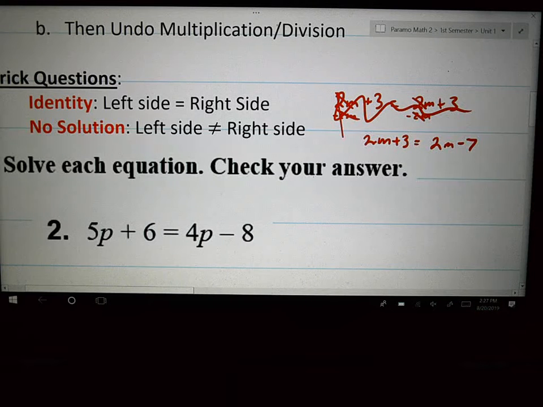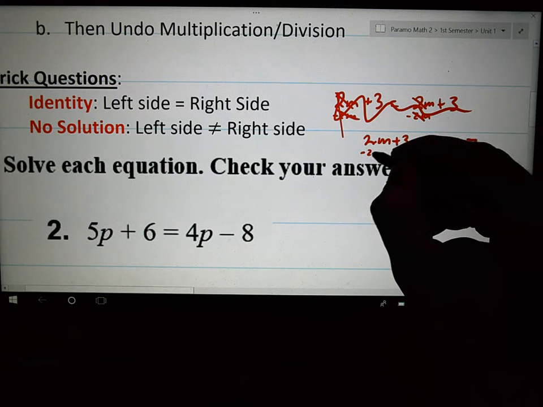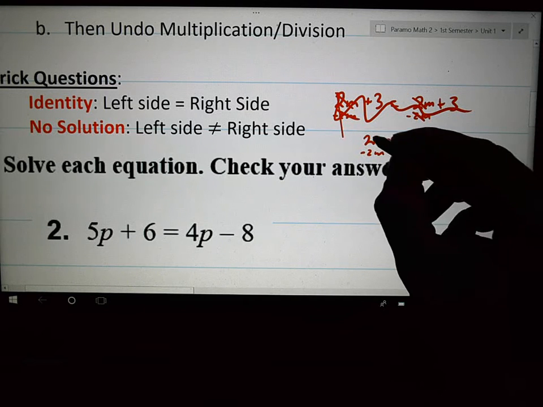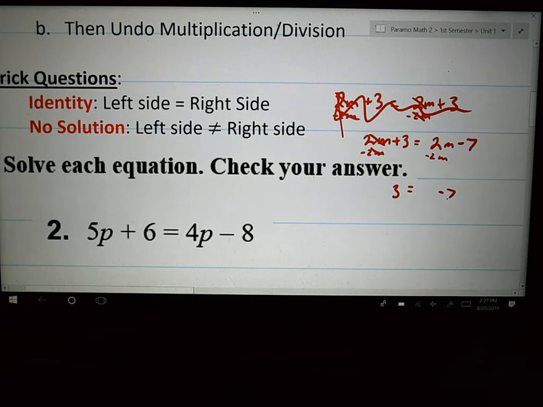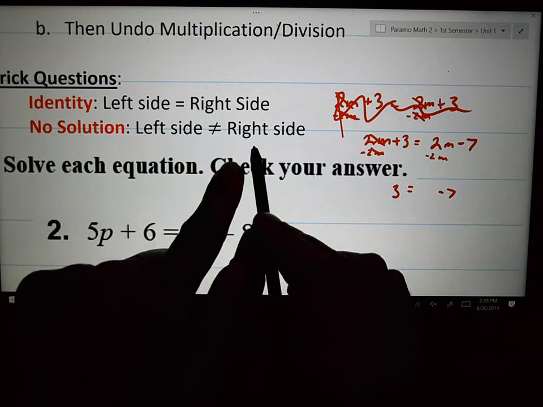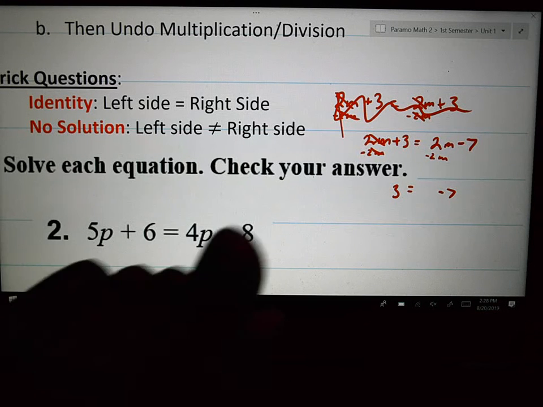See what I mean? These two equations are not the same. They are not identical. As a matter of fact, if you were to subtract 2m from both sides, subtract 2m and subtract 2m, what you would end up getting is 3 equals negative 7. Is 3 the same thing as negative 7? Does that even make sense? If the left side does not equal the right side, it means that there is no solution.